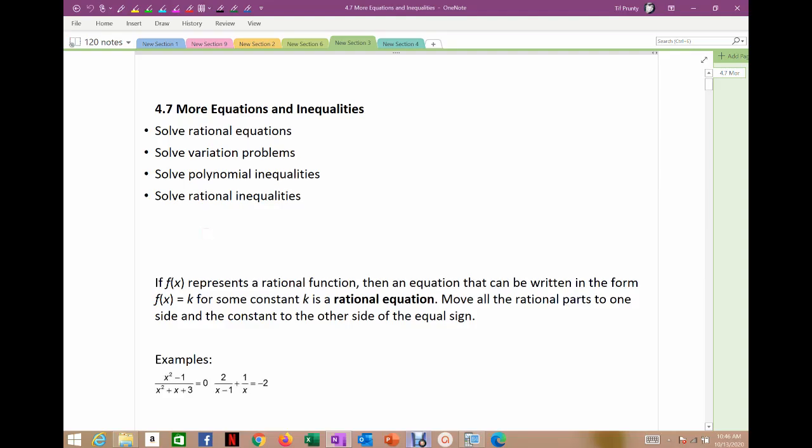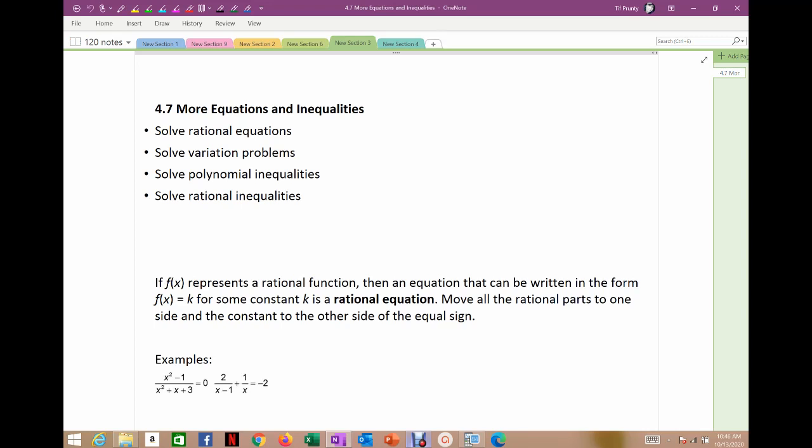Chapter 4, part 7: more with rational functions and some application problems with some basic polynomial types. We're going to do more with rationals than with polynomials. So we've graphed and talked about the different aspects of rational functions. The next step of the process is to solve equations with rational functions. That's what we're going to do.